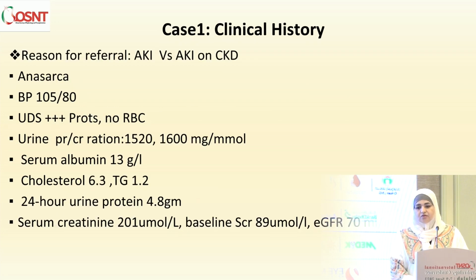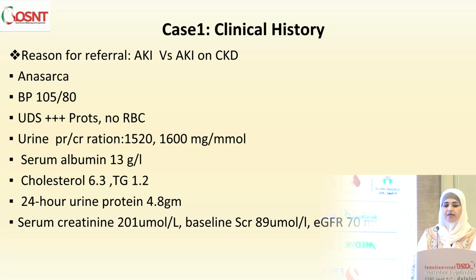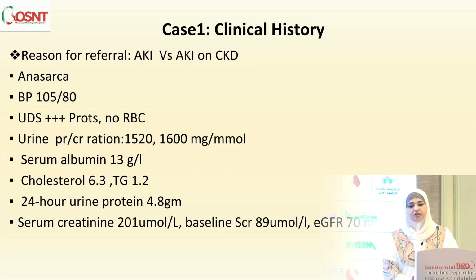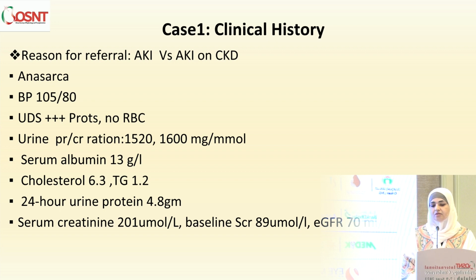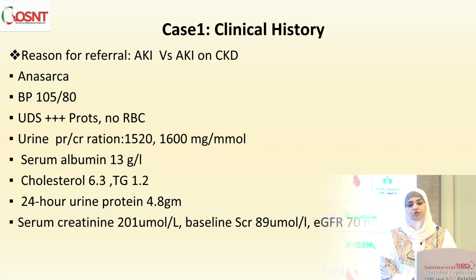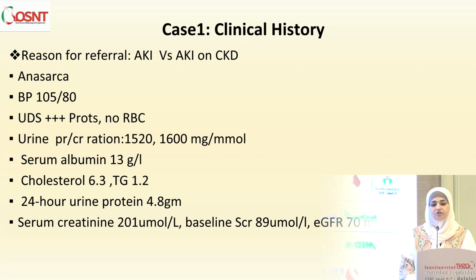So we got involved because the patient also, during his admission, got acute kidney injury on the background of chronic kidney disease. And when we saw the patient, he had significant generalized edema with blood pressure on the lower side. His urine dipstick is positive for albumin. There are no RBCs. Urine protein creatinine ratio is highly significant, more than 1,500 to 1,600 milligram per millimole in our reference lab.